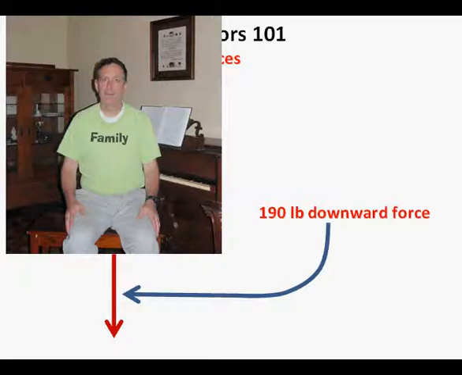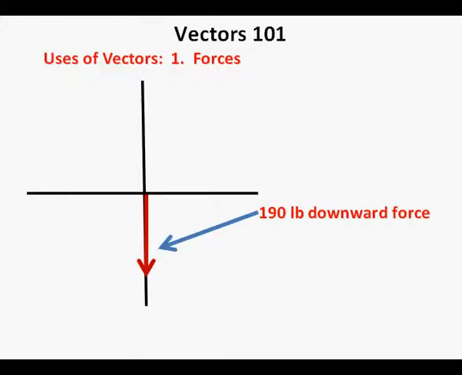First, let's take a look at me sitting on the piano bench at home while creating this video lesson. The weight of my body is 190 pounds, and it's attracted toward the center of the earth by gravity and exerts a 190-pound force on the piano bench. This downward force can be represented on a coordinate plane by this vector, an arrow pointing downward. We'll call this vector W, and it's numerically represented by 0, negative 190 enclosed within angular brackets.